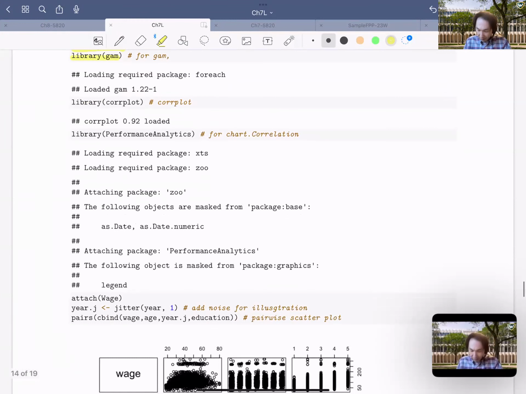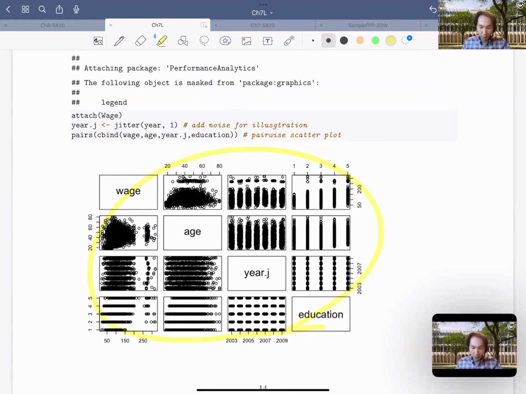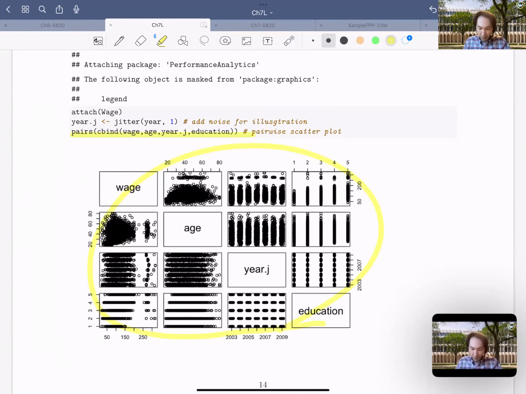And I just want to discuss some data visualization. I load some libraries, the corrplot library and the PerformanceAnalytics library, for the correlation plot and chart.correlation. And this is the usual pairwise scatter plot, but this isn't really very good because some variables are categorical.